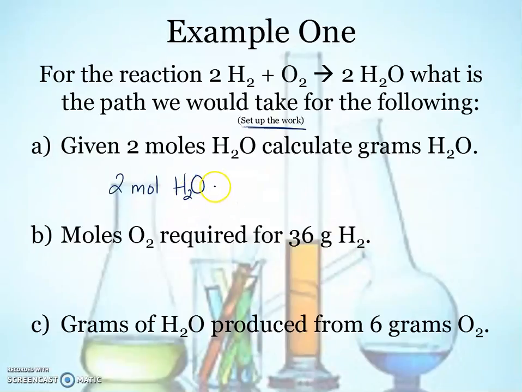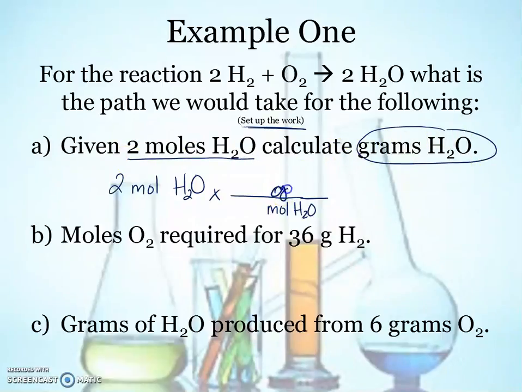All right, so 2 moles of water. We need to get rid of moles of water. We're going from moles of water to grams of water, so grams of water needs to be on top. The number with moles should be 1, and the number with grams would be your molar mass, 18.02. Then your moles cancel, and you would do your math.